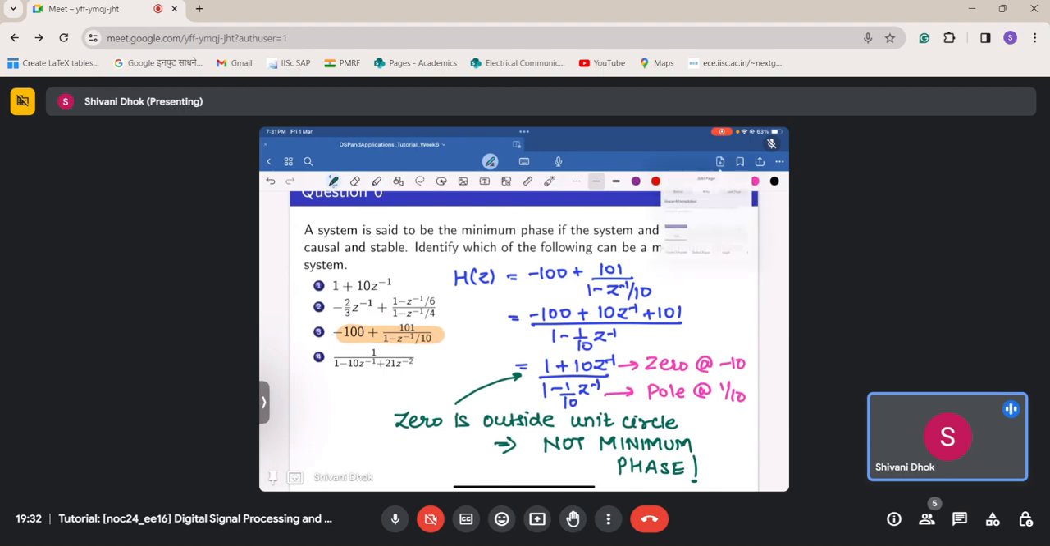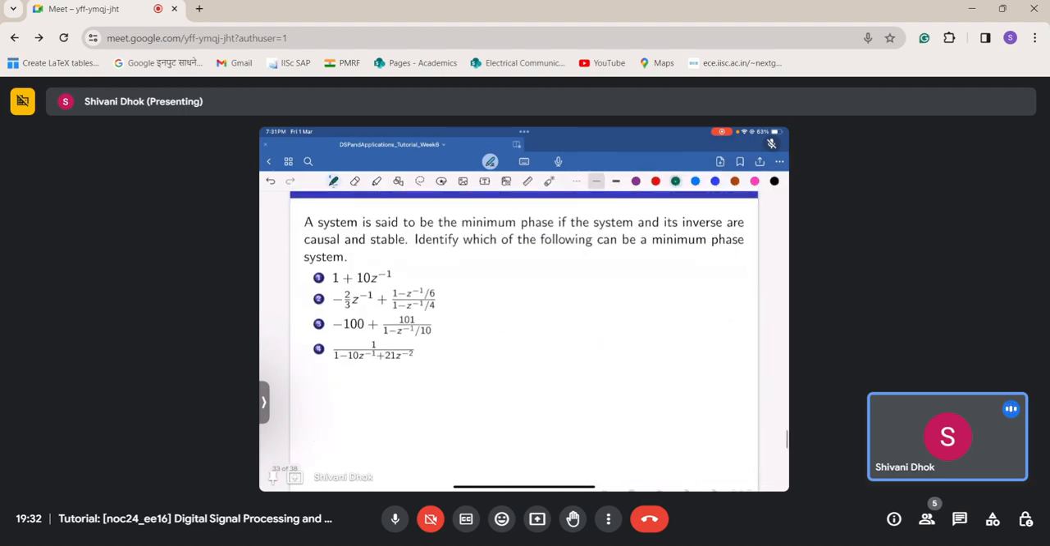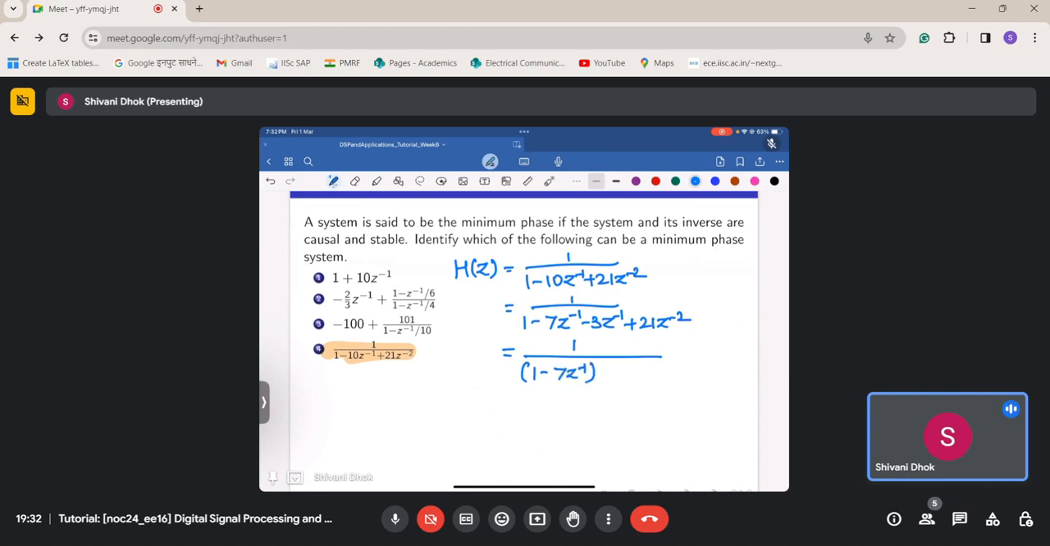Okay, and similarly, let us do the same thing for the last one, which is this fourth one. So we have this H(z) as 1 upon 1 minus 10z inverse plus 21z to the power minus 2. You can factorize this something like this. So I have 1 minus 7z inverse minus 3z inverse plus 21z to the power minus 2. So this I can write as 1 upon (1 minus 7z inverse) into (1 minus 3z inverse).